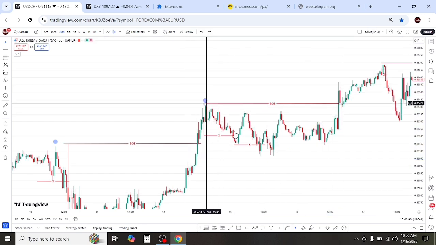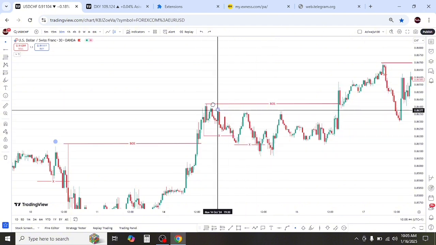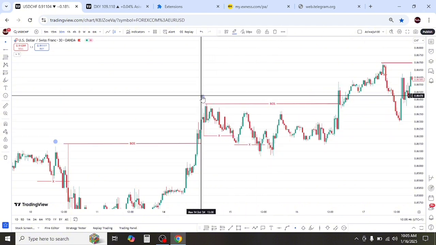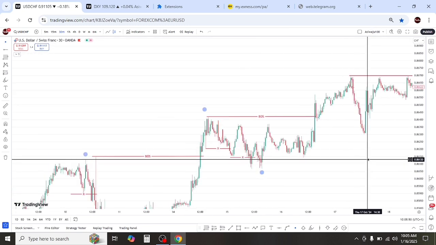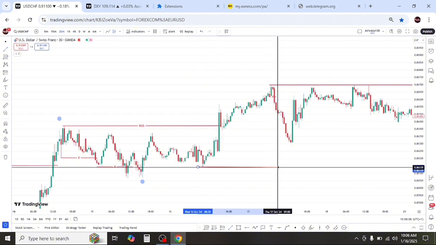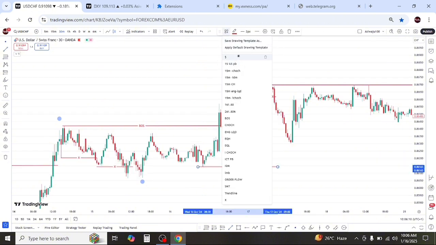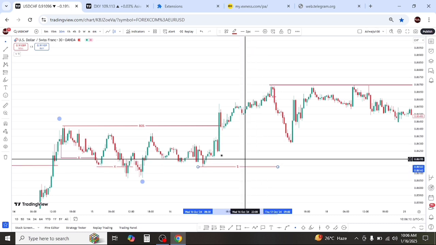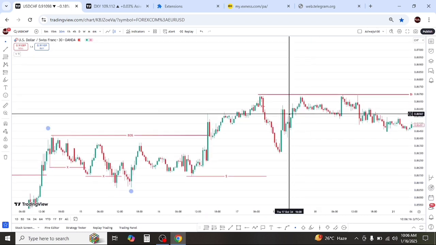This low becomes our major low. And price still continues like that. We have this low as our inducement. And price continued, failed to take out this inducement, continued to the upside, and started reversing from this one.